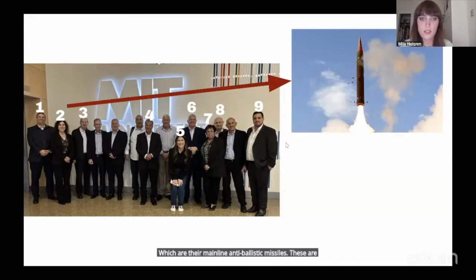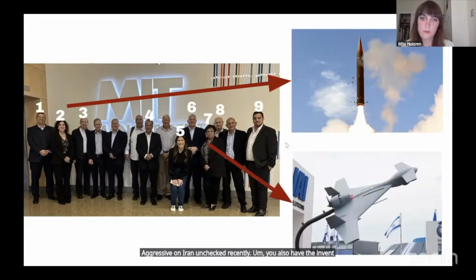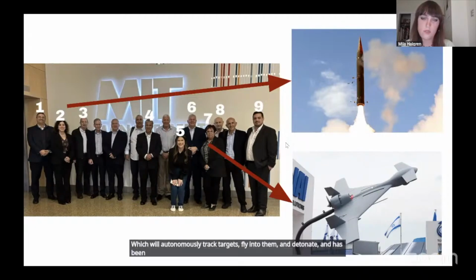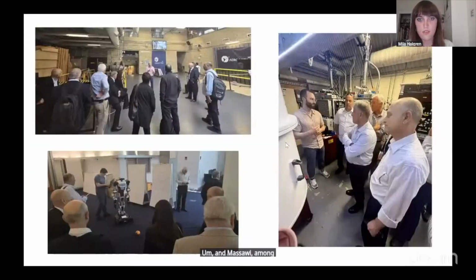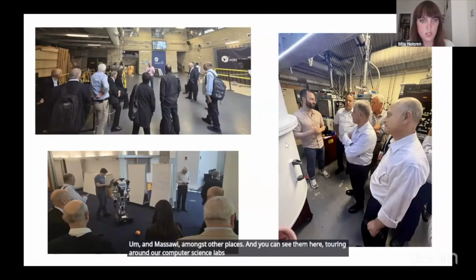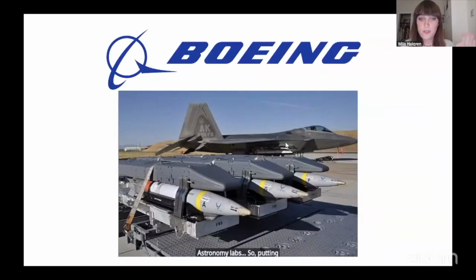These are the missiles that allowed them to aggress upon Iran unchecked recently. You also have the inventor of the Harop suicide drone, which will autonomously track targets, fly into them, and detonate, and has been used on refugee tents in Massawi, amongst other places. And you can see them here touring around our computer science labs, our quantum engineering labs, our aeronautics and astronautics labs. Putting aside these very, very direct Israeli state connections, you also have some of the largest US military contractors like Boeing, who of course make a lot of the missiles and other munitions used in Palestine.